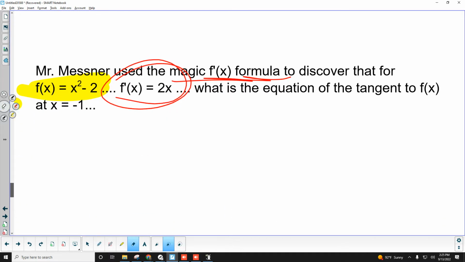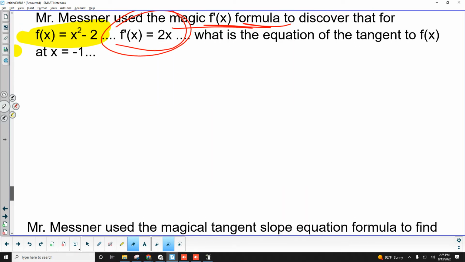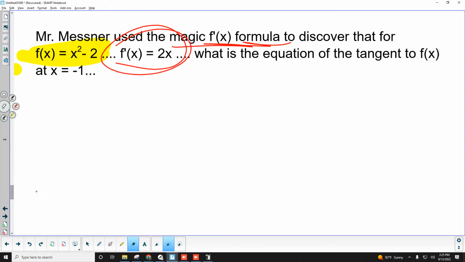Okay. So let's go to x squared minus 2. Newton used the magical formula. He plugged x squared minus 2 into his slope slash limit combination formula. It gave the equation f prime is 2x.